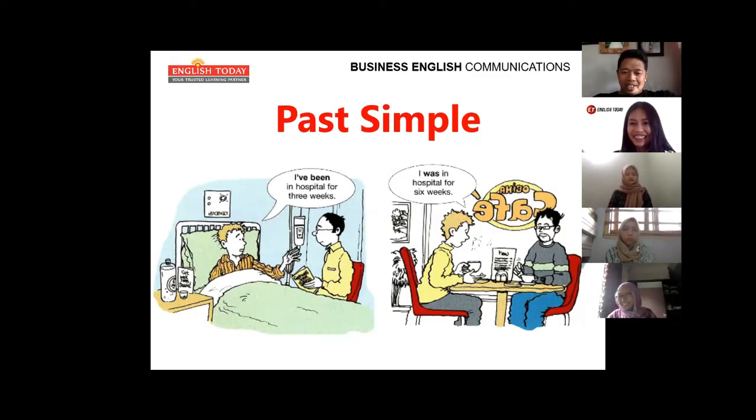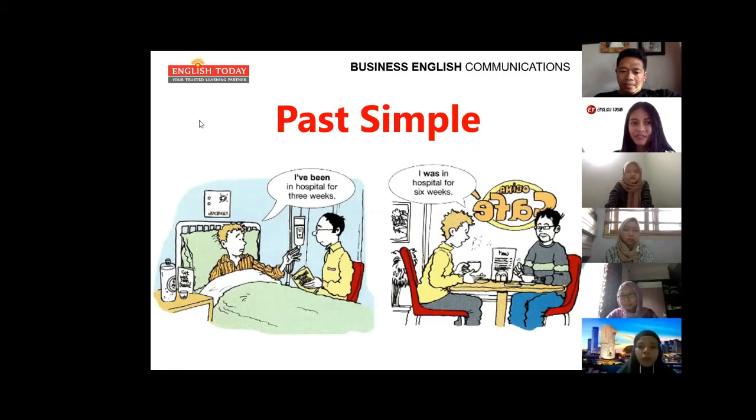From the picture on the right side, the event is finished, and then on the left side it is unfinished or still in progress. Okay. Thank you so much. Now, one more. Okay. Aris, pick one friend. Choose one. Aska.